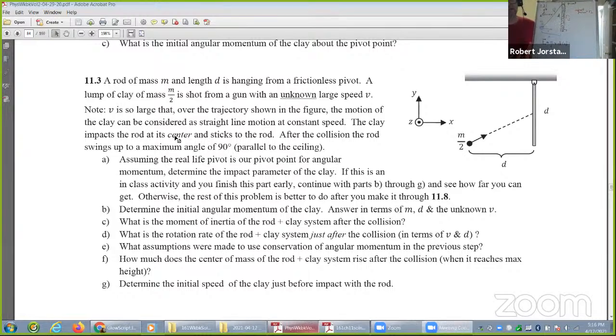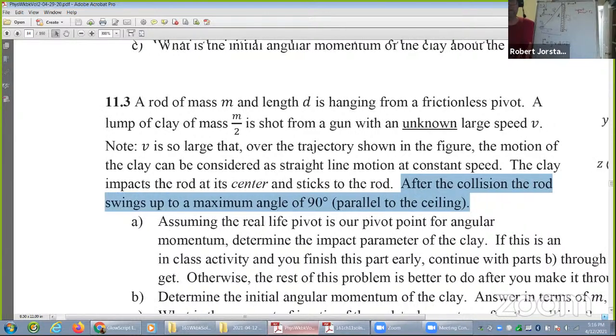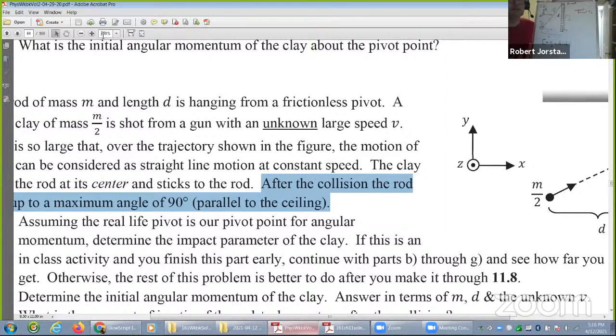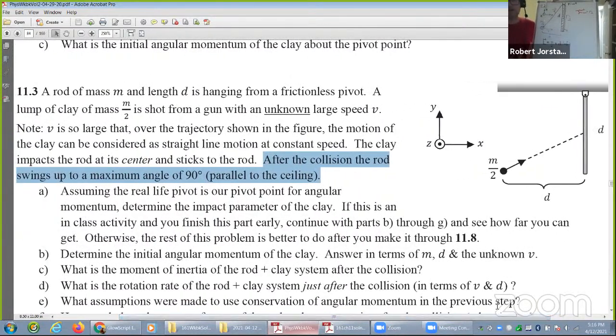It sticks to the center of the rod. And afterwards, this thing is going to swing up in the air. Afterwards, it swings up parallel to the ceiling. So let me see if I can get this over here now. So it's going to swing up afterwards until it's basically level to the ground, but not hit the ceiling. So afterwards, the rod is going to swing up to there. The lump of clay is still going to be stuck to the center. Figure not to scale.